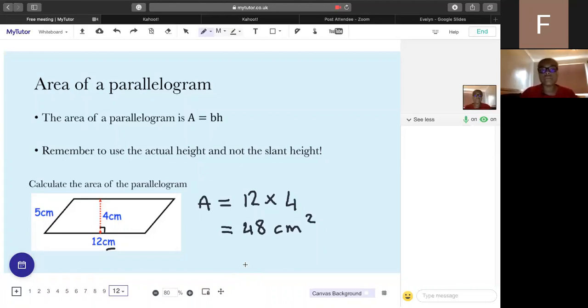So that might help you to remember how to leave your units. Length is always just a normal unit, centimeters or meters. Area is squared and volume is cubed. Hopefully that makes a bit of sense as well.